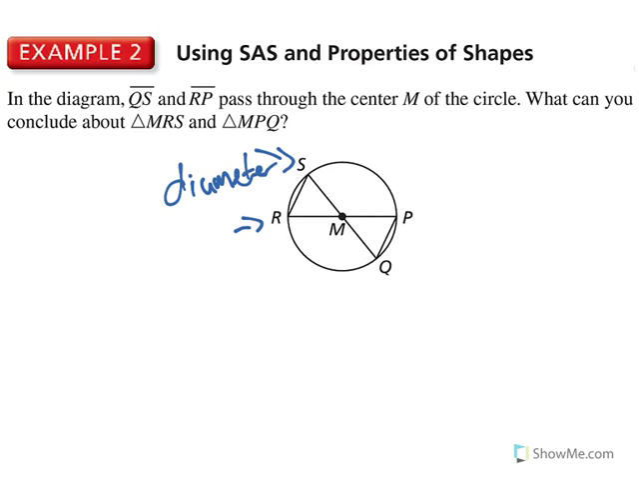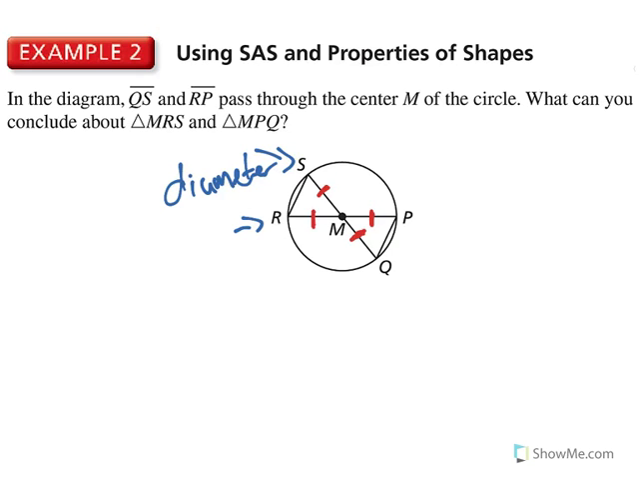If they're diameters and they pass through the center, then each side of my M is going to be the same, right? This side would be the radius, and this side would be the radius. M is basically bisecting it. Same thing goes for R and P. We have a radius and a radius. The radius of a circle is going to be the same all the way around our circle.